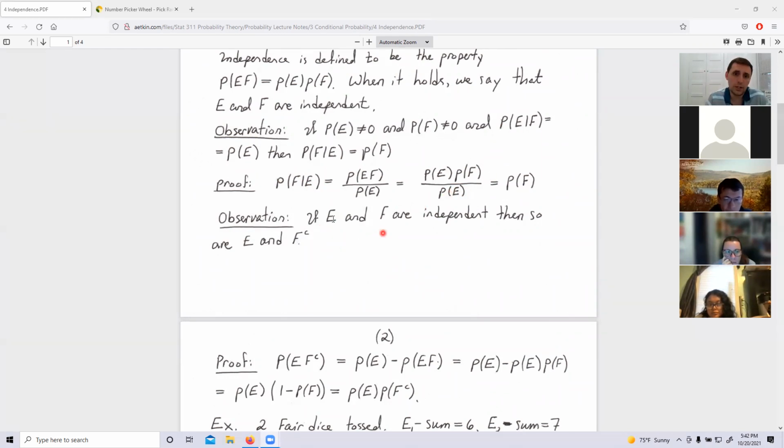And another observation: if E is independent of F, then E is also independent of F complement. You see, if F does not affect the likelihood of E, then F complement also does not.